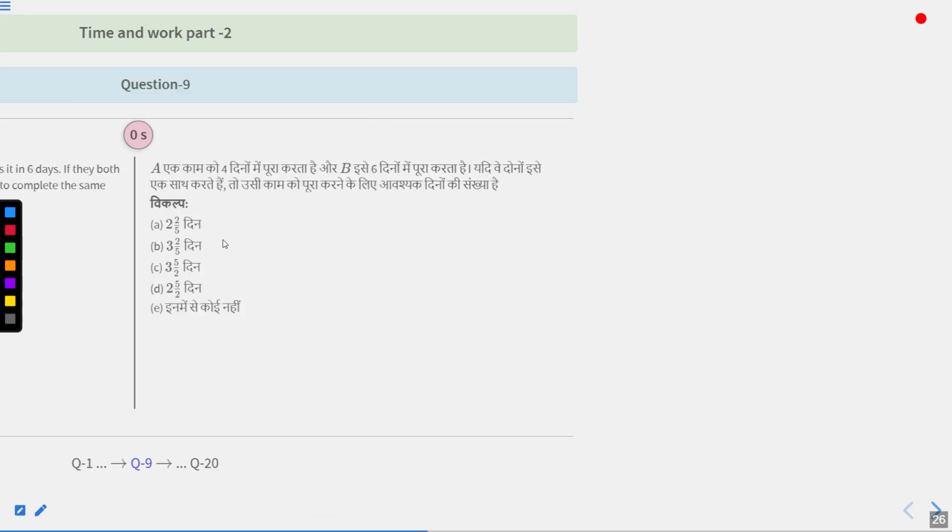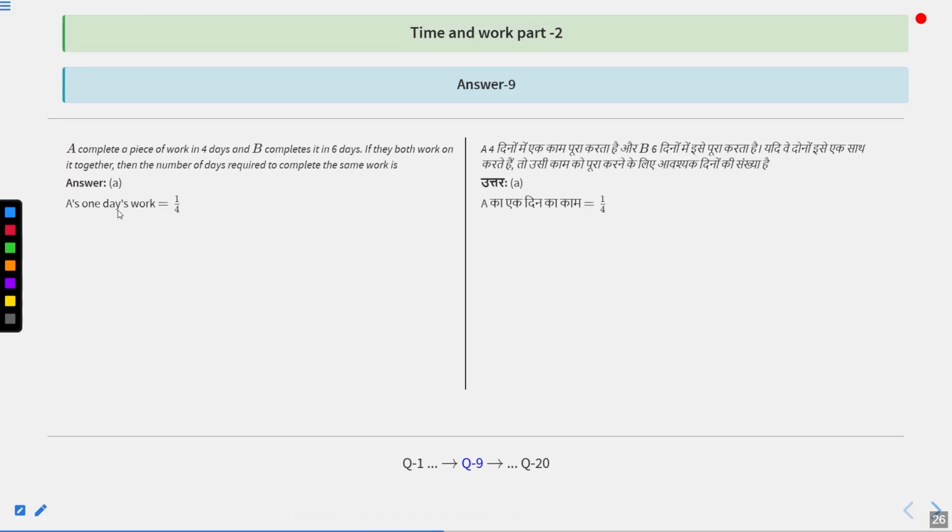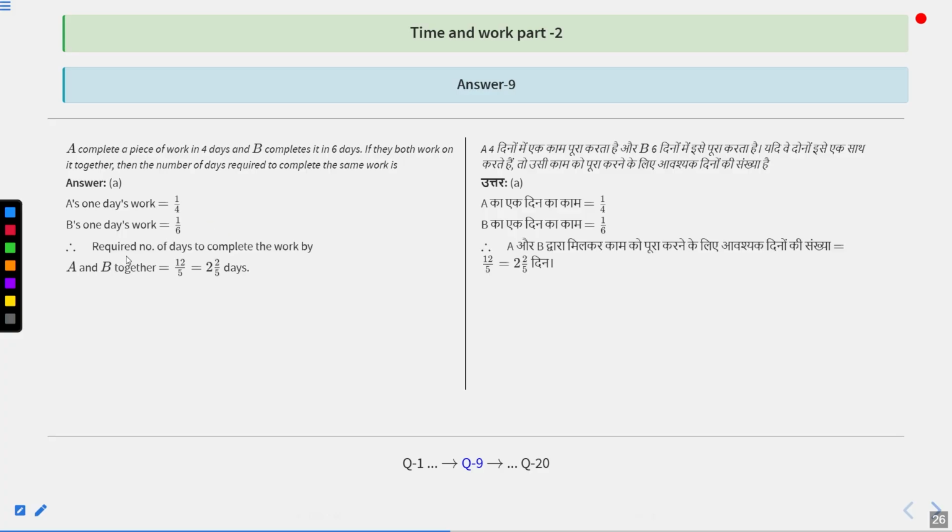Now time's up. Let's see the solution. A's one day work will become 1/4. B's one day work will become 1/6, because B completes the work in 6 days and A completes the work in 4 days. Clear? So the required number of days to complete the work by A and B together will become 1/6 plus 1/4, which is 5/12. So we can say 2 and 2/5 days.